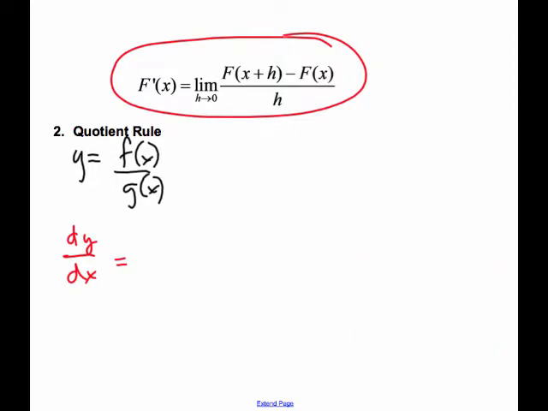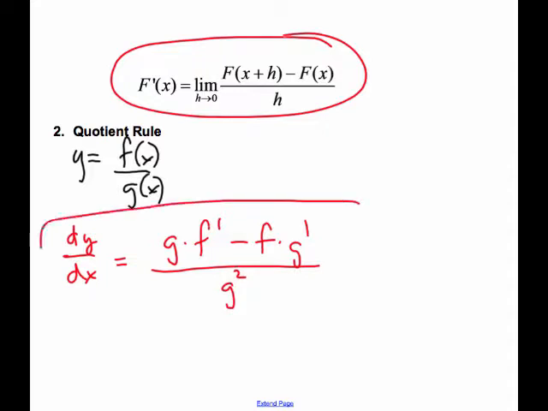If you have f divided by g, the derivative will be g times f prime minus f times g prime, all divided by the bottom function squared. Okay, so it turns out to be the bottom function times the derivative of the top minus the top times the derivative of the bottom, all divided by the denominator squared.